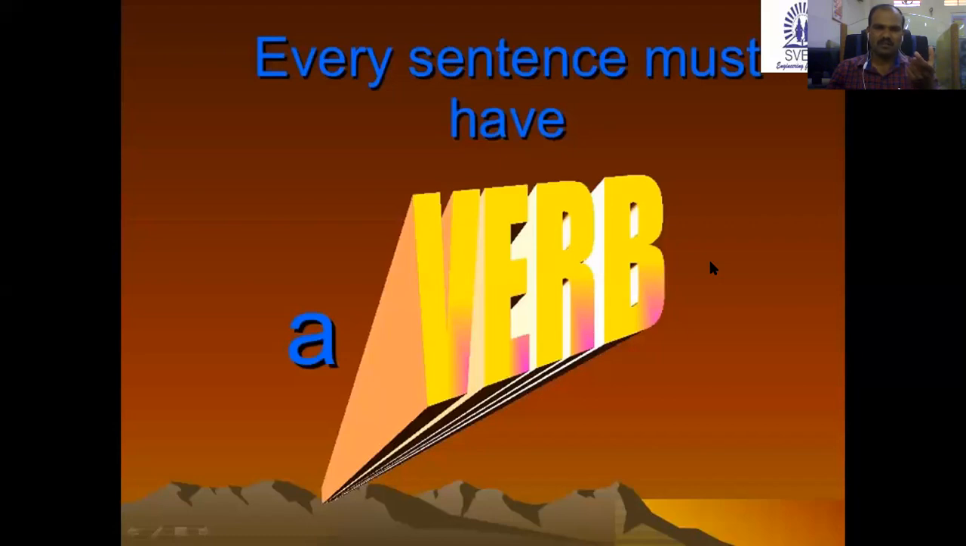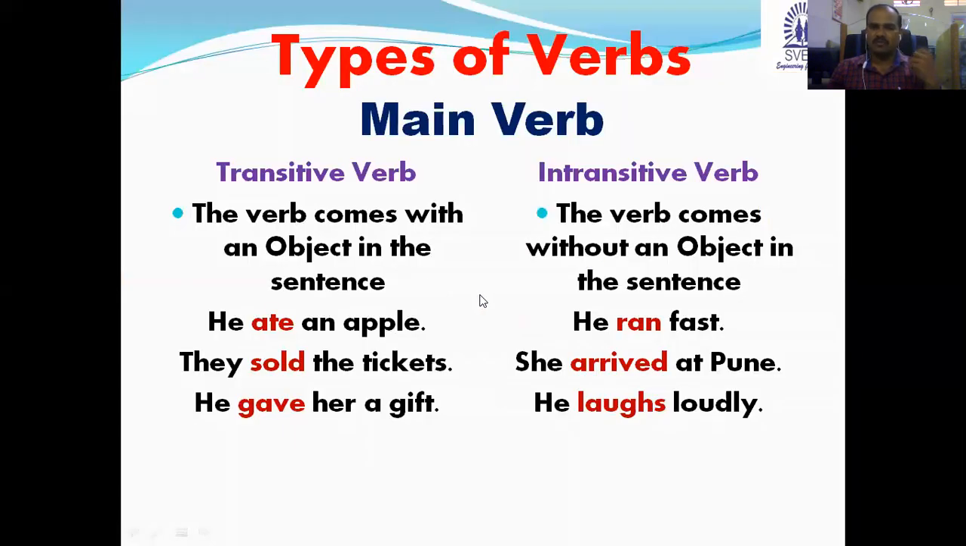This is a very interesting and active form about the verb. Let's see next what the types of verbs are. Is there any doubt or problem? You can ask in between as well. There are different types of verbs, but here we are going to discuss the main types. First is transitive verb and second is intransitive verb.